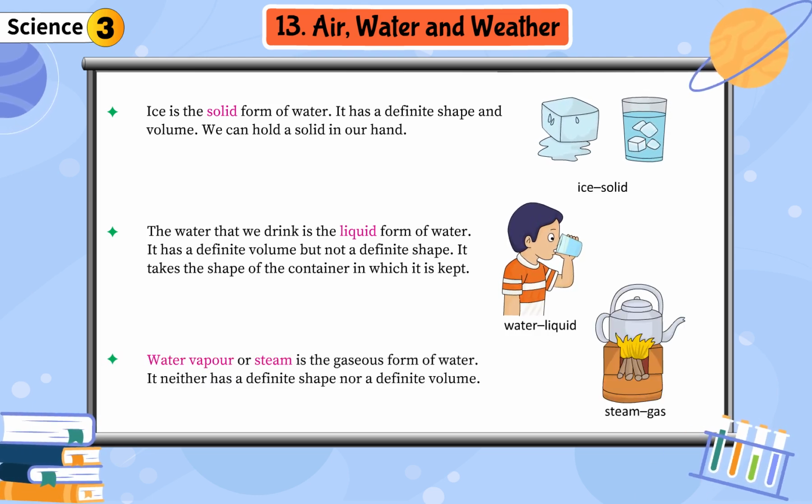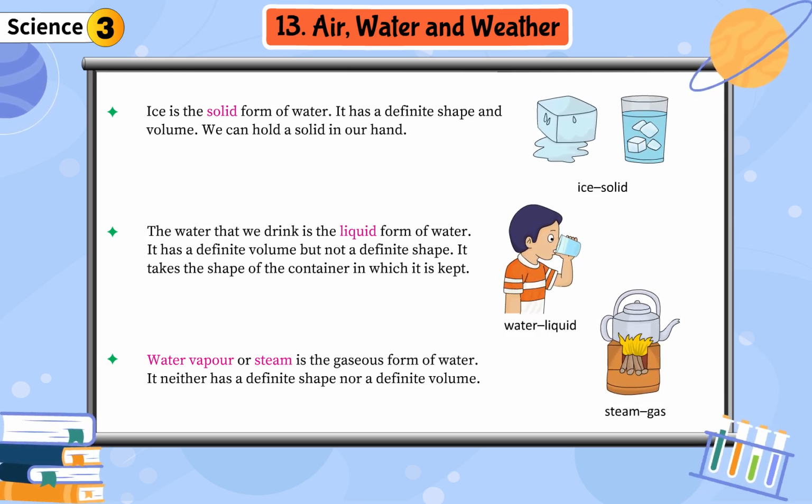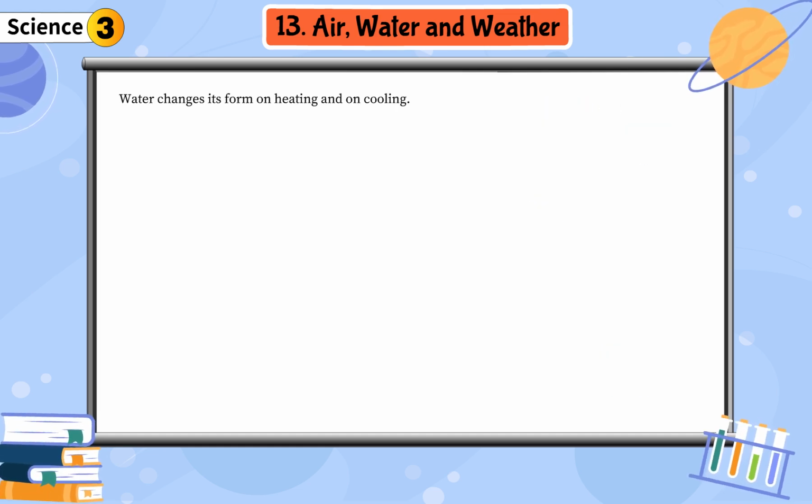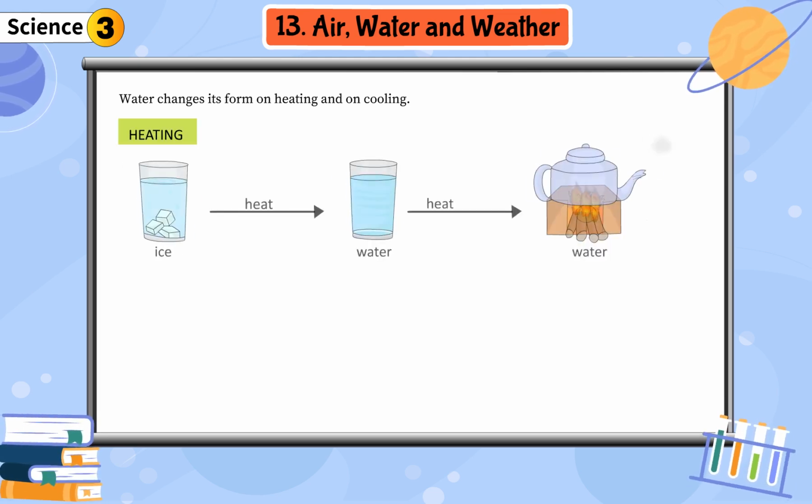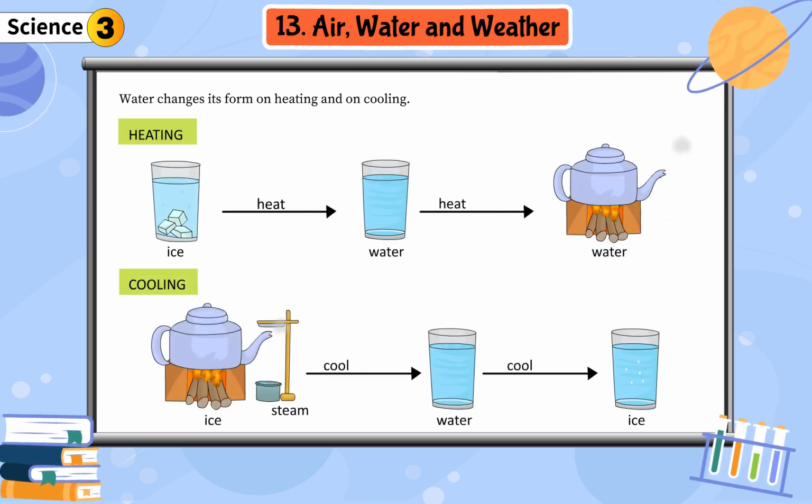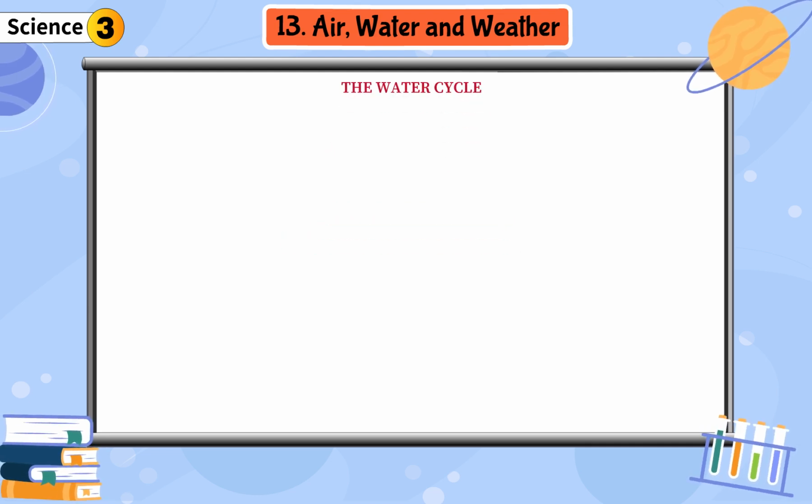Water vapor or steam is the gaseous form of water. It neither has a definite shape nor a definite volume. Water changes its form on heating and on cooling.